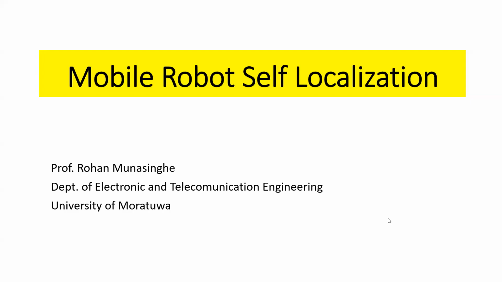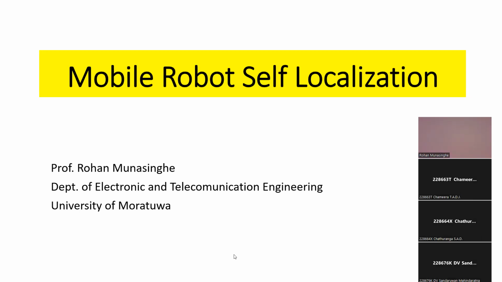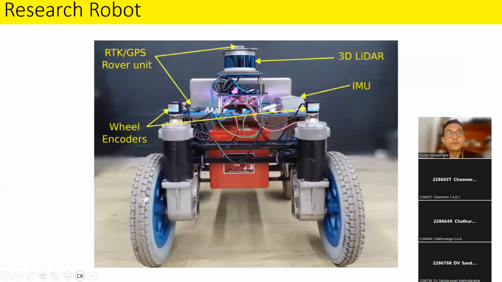Today we're going to talk about mobile robot self-localization. I want to first show you this research platform at ENTC that we are using for projects and research on SLAM, self-localization and mapping, and autonomous driving and stuff like that.